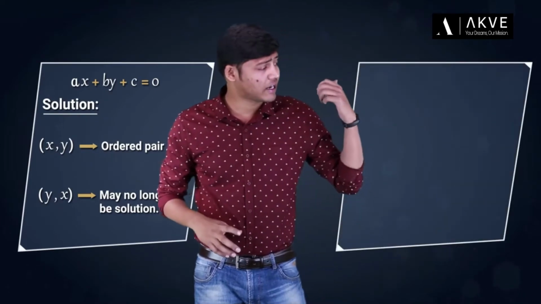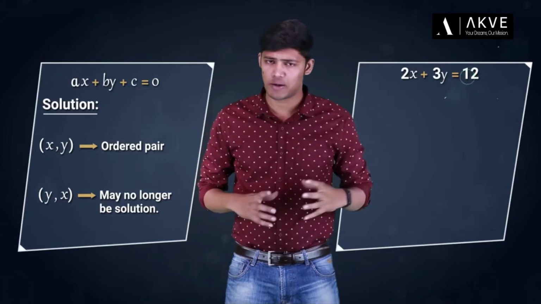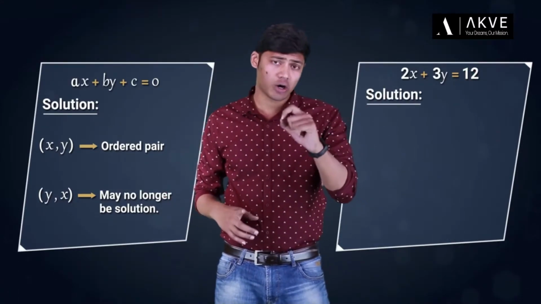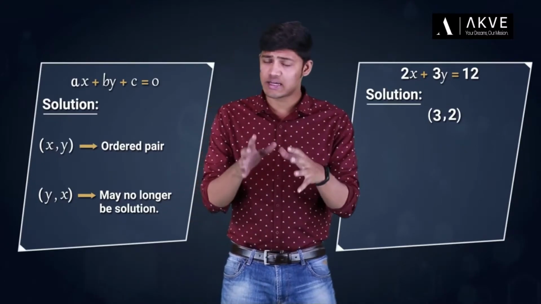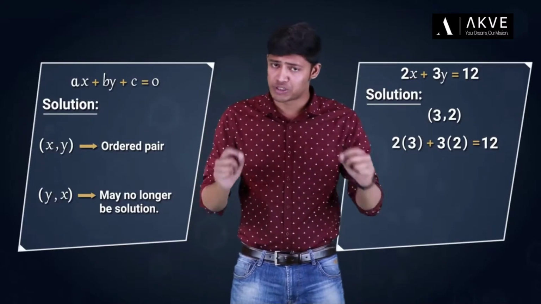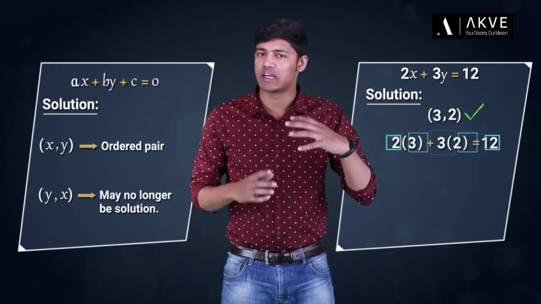Let's say the linear equation in two variables is 2x plus 3y equal to 12. Now, one of the solutions to this equation is the ordered pair (3, 2), since 2 into 3 plus 3 into 2 is equal to 12, which implies that this pair of values of x and y satisfies this equation.